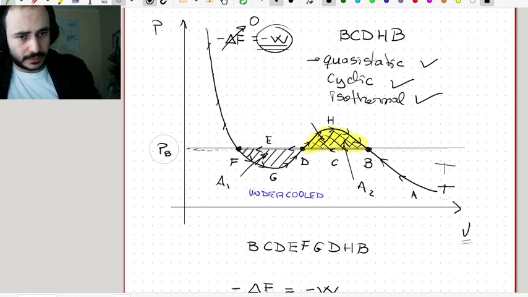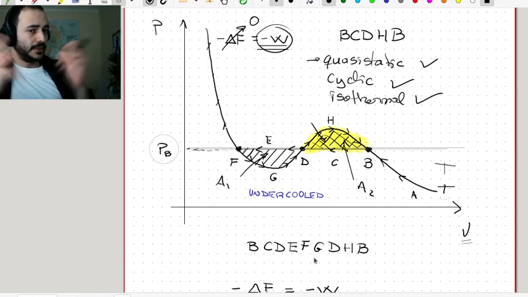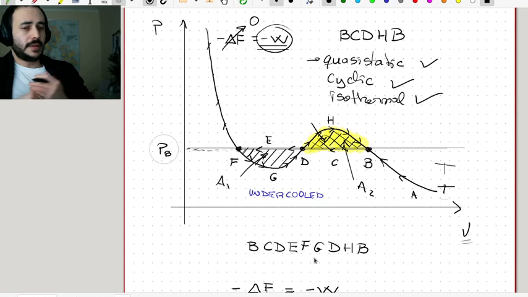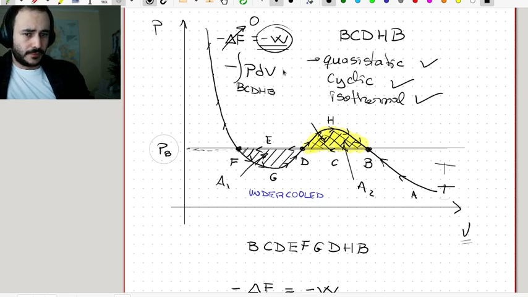However, this figure, this painting here, is showing me a different picture. There is a non-zero area enclosed in this cyclic process. So then what is happening? Because on the one hand, I know that there should be no work. And on the other hand, I know that if I do P dV and I integrate over the cyclic process B, C, D, H, B, I for sure get something less than 0. Not less or equal, less than 0. I get some finite amount of work.